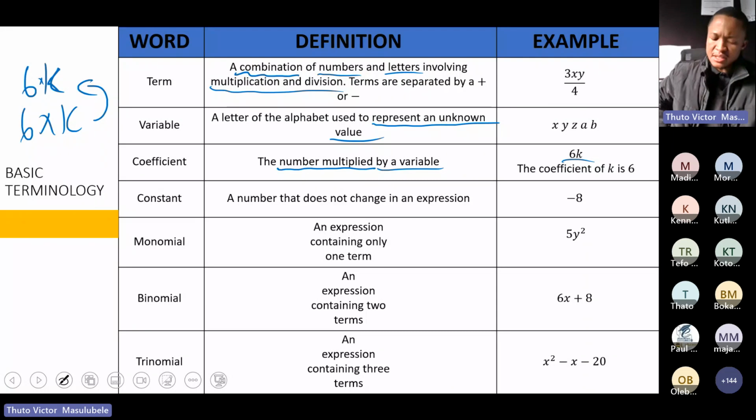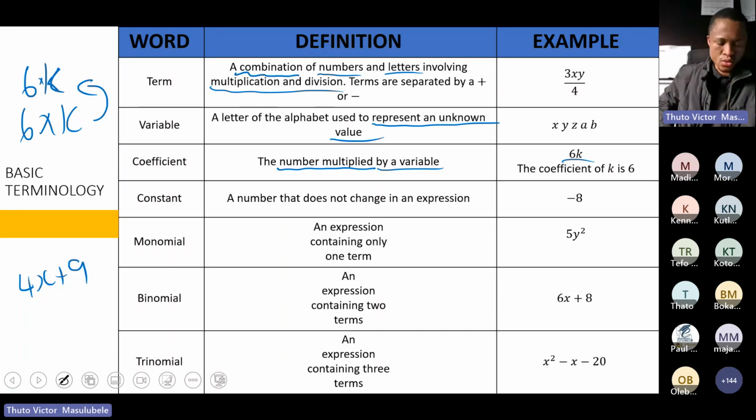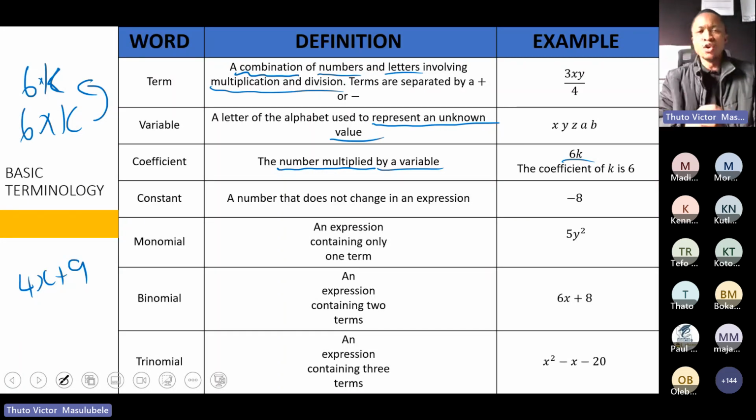Now, what is a constant term? A constant term is a number that does not change in an expression. The example is -8. Let me make this example as well. Now I have 4x plus 9 as an expression. By now, you know terms are separated by a plus or a minus. And what is a term? A term is a combination of numbers and letters involving multiplication and division.